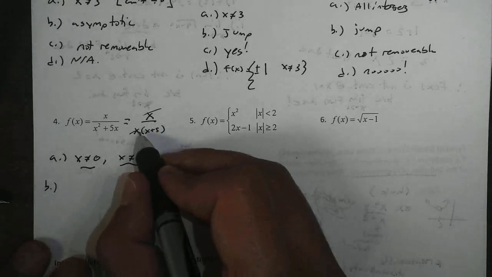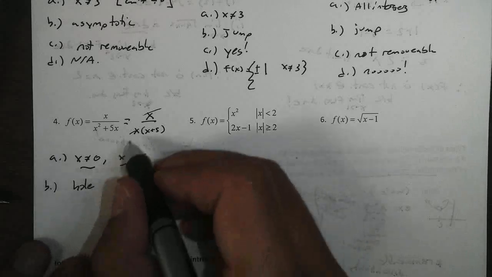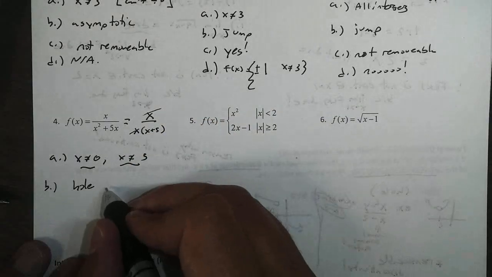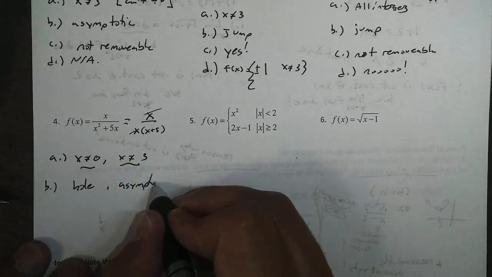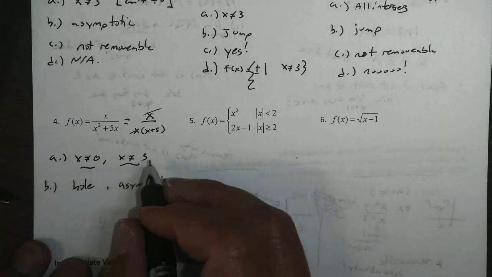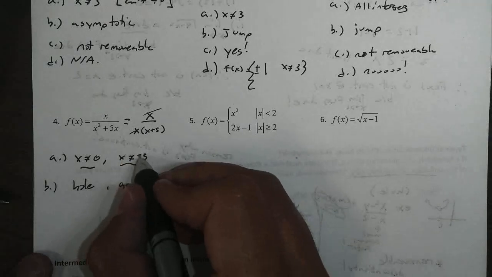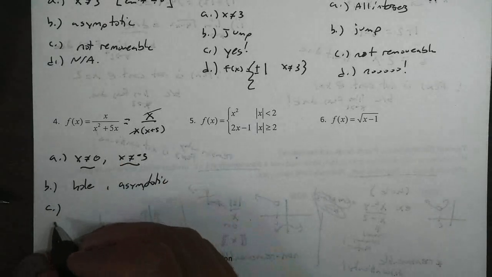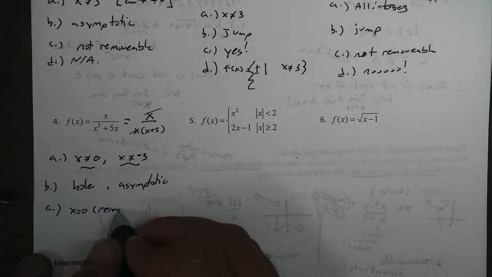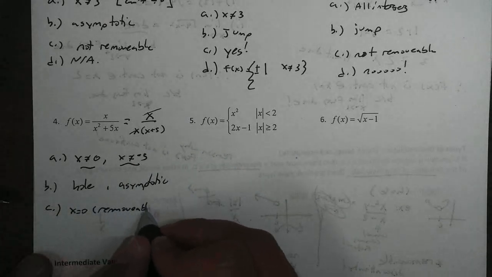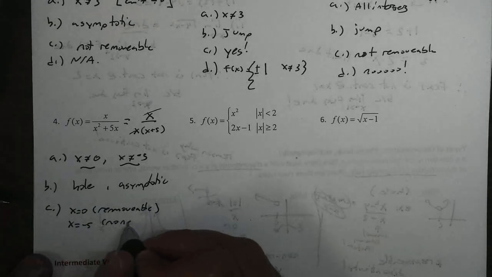X equals 0 is going to be a hole for us because I could remove it. That's just from pre-cal last year. Negative 5, that's asymptotic because it's going to be our asymptote. And it should be negative 5, not positive 5. Sorry about that. C, x equals 0 is removable because I factored it out. It just canceled away. X equals negative 5, non-removable.